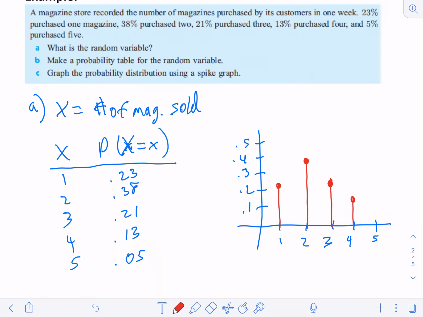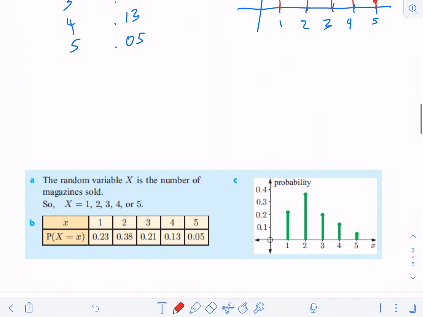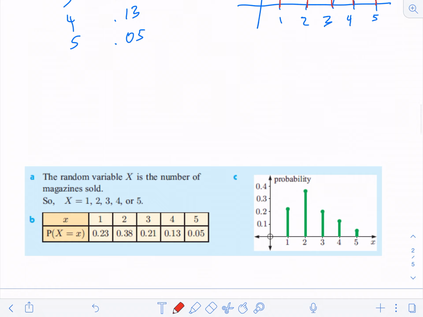0.13 right around there, and then 0.05 right around there. So my spike graph is kind of going to look like that. And I think I have a good picture of it down here. Yeah, it's a little bit nicer than mine. And they drew their table horizontally, but you get the idea. So that is the number of magazines that are recorded or that are purchased.